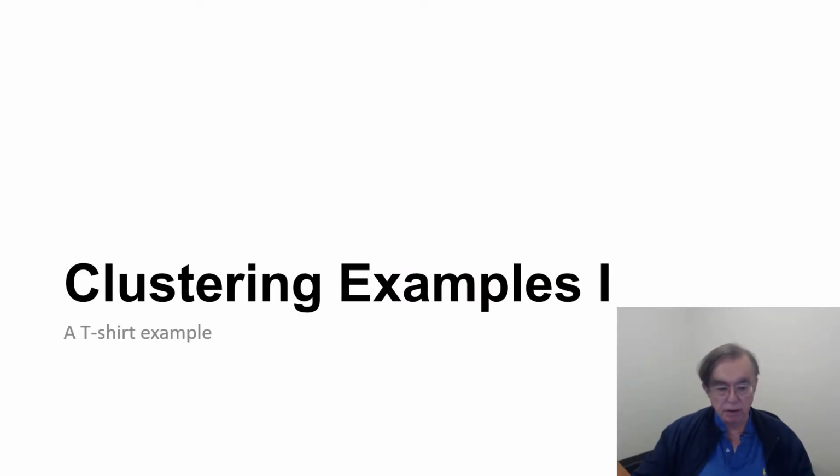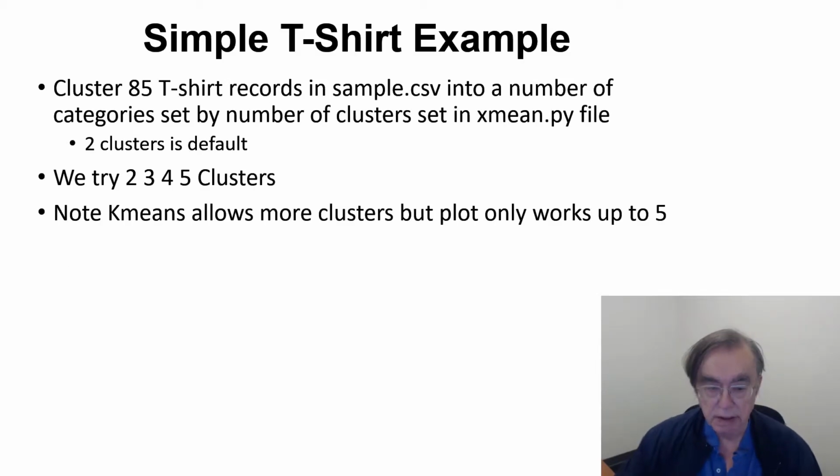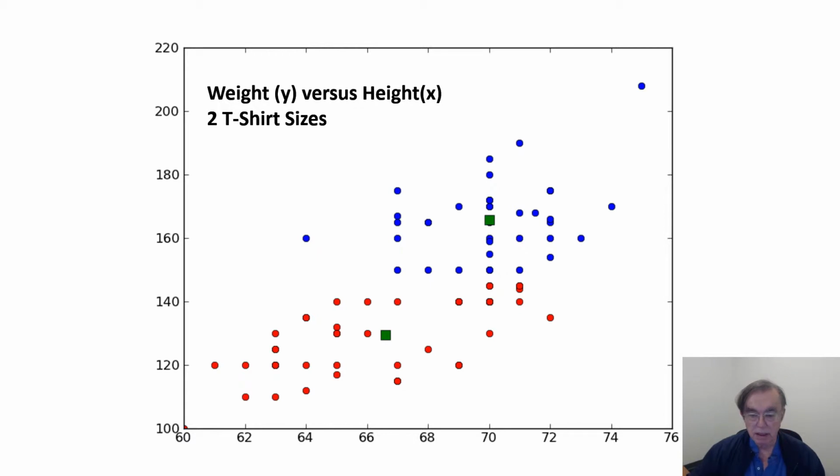And then we first look at T-shirts. Just what we wanted. We're trying to design how many sizes we want, and we try to do that by clustering weight versus height of clients. And we can look at many various clusters. There is Python code which works up to plotting 5 clusters. And here we have, this is Matplotlib, of course.